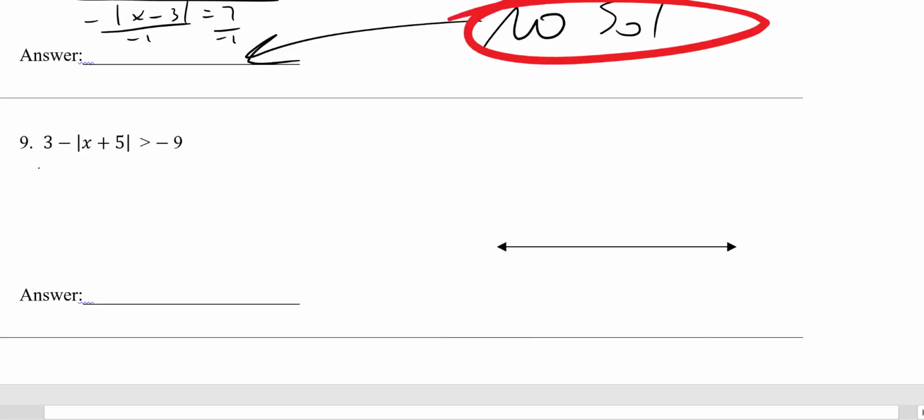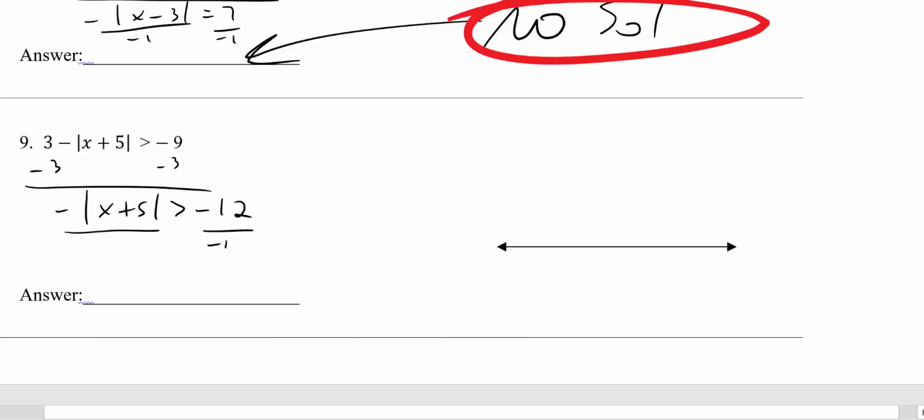And then the last problem is I'm going to subtract 3 from both sides. So I get negative absolute value of x plus 5 is greater than negative 12. Now there's a negative here, so I'm going to divide both sides by negative 1. And I get absolute value of x plus 5. And remember what happens when you divide by negative? You switch the inequality sign.